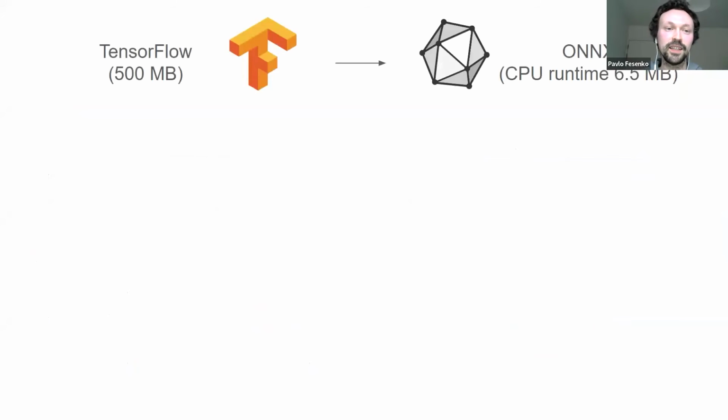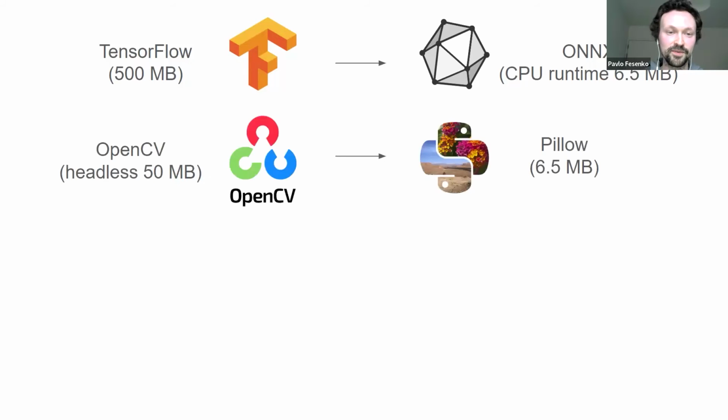So what can we actually do, and how did I manage to solve this problem? The first thing I did was transform my TensorFlow model to another format called ONNX. ONNX allows you to have a very small runtime for CPUs, which is only 6.5 megabytes. So this is great. This is perfect for our serverless functions.